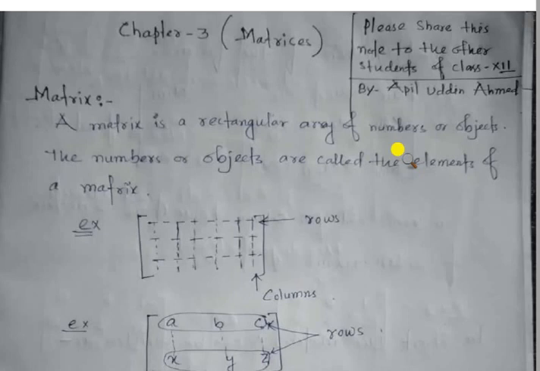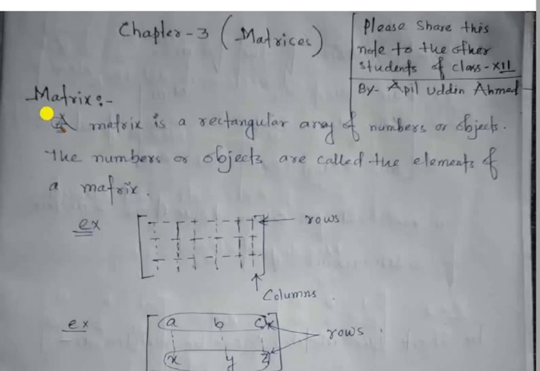Here, I am going to discuss chapter 3, which is entitled Matrices. Basically, I will discuss the definition of a matrix, some basic properties of matrices, and some special types of matrices.